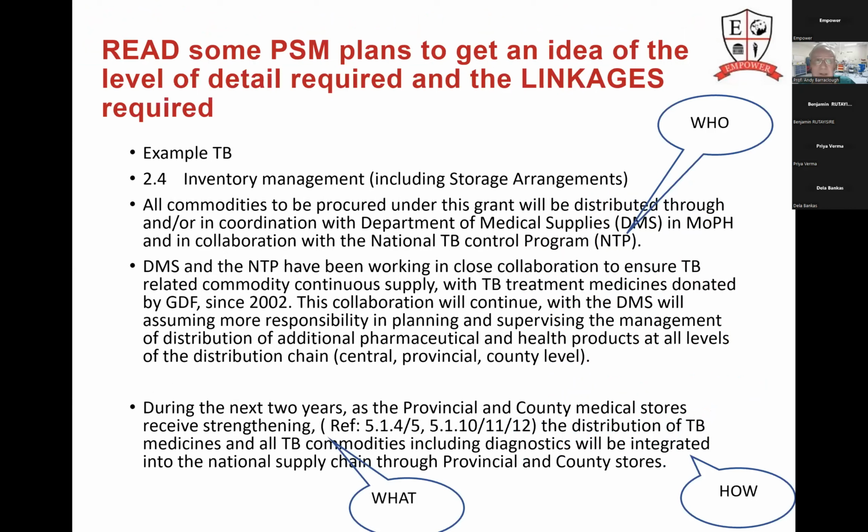Read a few PSM plans, look at them. And as you look at them, try to look who, what, and how are they doing things. That's the kind of level of detail required. Who is going to do it? In this case, the National TB Control Programme. What are they going to do? Strengthening of medical stores. How are they going to do it? That's what you need. That's the level of detail that you need to have in the PSM plan.